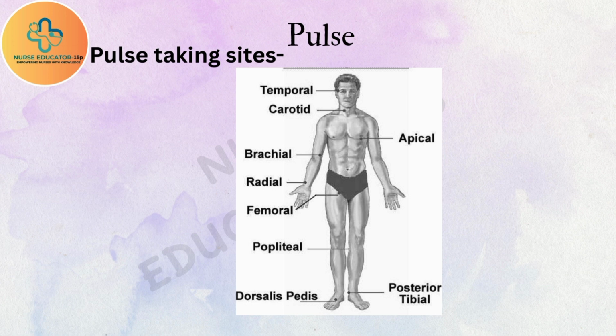Femoral at the groin region. Popliteal just behind the knee in the popliteal fossa. Dorsalis pedis on the medial aspect of the foot, or in front of the foot. Then the posterior tibial, that is inside of the ankle and behind the medial malleolus. These are the different sites of taking the pulse. From head to toe: temporal, carotid, apical, brachial, radial, femoral, popliteal, dorsalis pedis, and posterior tibial.